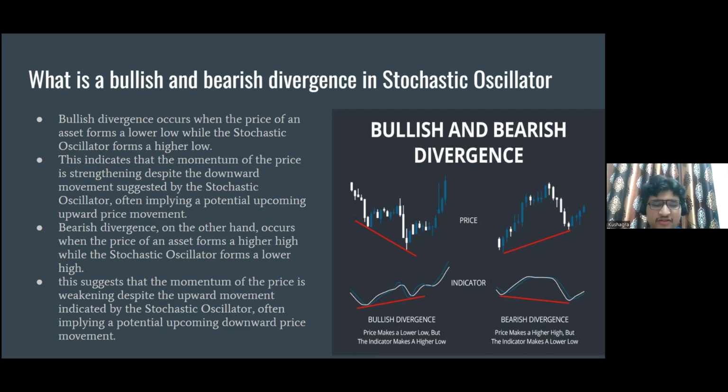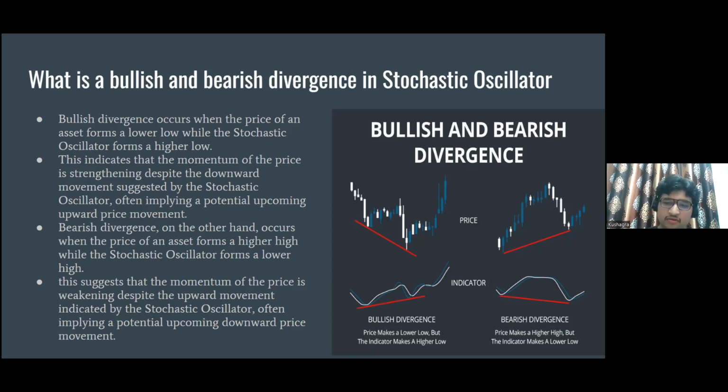What is bearish divergence? It's quite the opposite of bullish. Bearish divergence means that the price of an asset forms a higher high, while the stochastic oscillator forms a lower high. So this suggests that the momentum of the price is weakening. Even if the movement is upward, the momentum is weakening. This means that in the trend that is there, a downward price movement might occur.